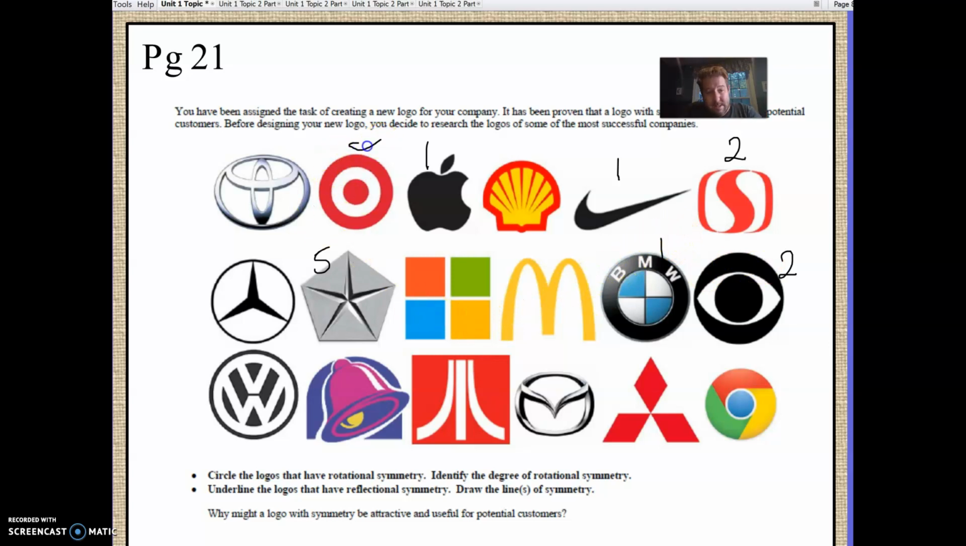Now, the target symbol obviously would have an infinite order because no matter how much you turn it, it's always going to look exactly the same. Atari is 1. Mazda would be 1. The Mitsubishi would be 3. The Google would be 3 if you ignore the colors. Taking the colors into perspective, it'll actually only be 1. So it kind of just depends on how you identify the question.